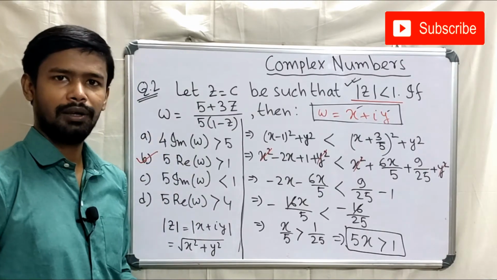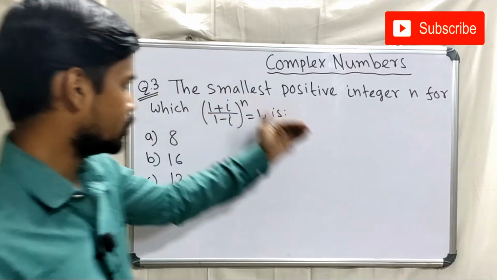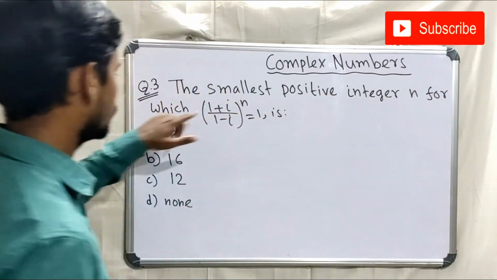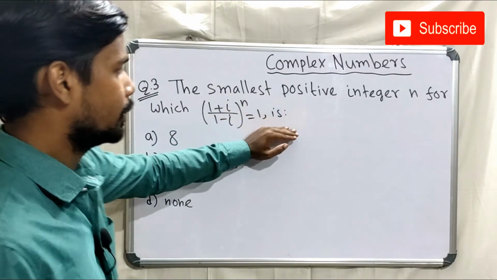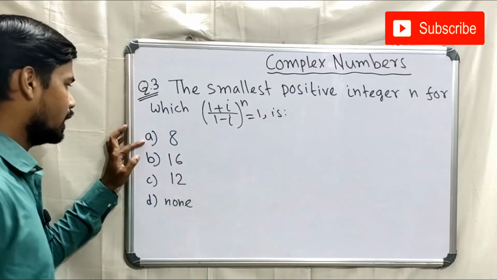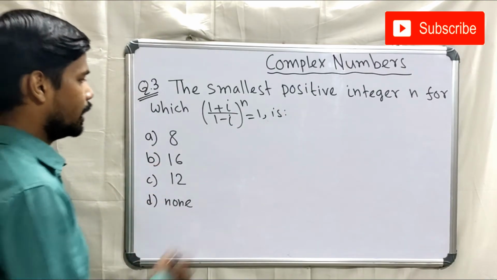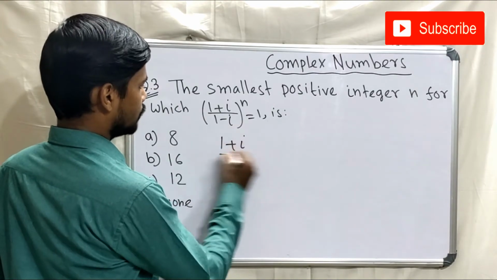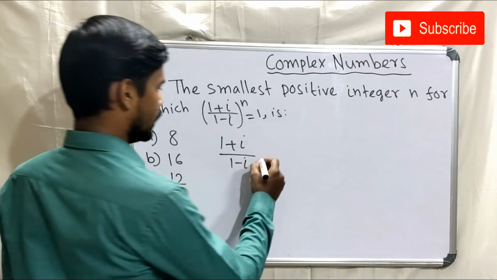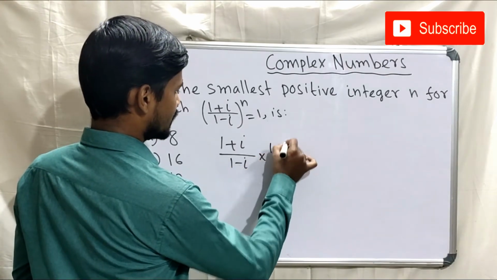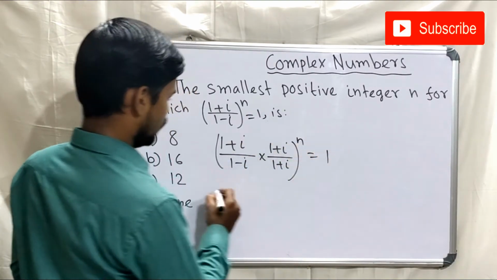I hope you can understand this problem. Third problem: the smallest positive integer n for which (1 plus i by 1 minus i) whole to the power n is 1, the value of n, option A, either 8 or 16 or 12 or none of the above. Okay, so let's start. How to solve this one? We are just going to multiply with the conjugate of the denominator. So this will be (1 plus i by 1 plus i) whole to the power n equals 1.